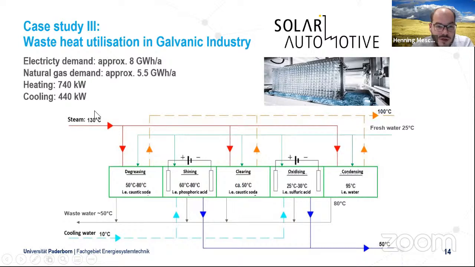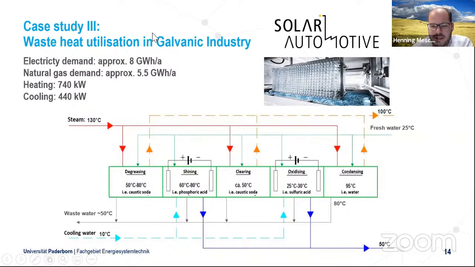We use steam in the status quo. And then we have 2 baths, shining and oxidizing, and we have to cool them with cooling water. Of course, after a certain time, we have to replace the water. So we have wastewater of 15 degrees, and we have to refill the baths with fresh water of 25 degrees. And you see that we have a very high heating demand of 740 kilowatts for the steam supply, and also a cooling demand of 440 kilowatts.